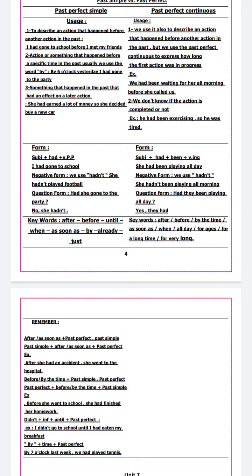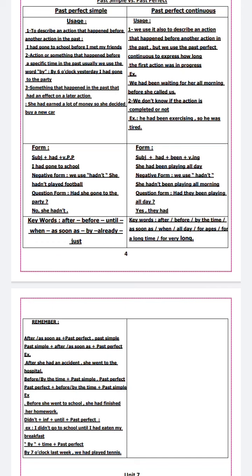Keywords: after, before, by the time, as soon as, when, all day, for ages, for a long time, for very long. Some keywords are in common between the past perfect simple and the past perfect continuous. But the main difference is that in the past perfect continuous, we can see words that refer to a duration of time, a specific timing.